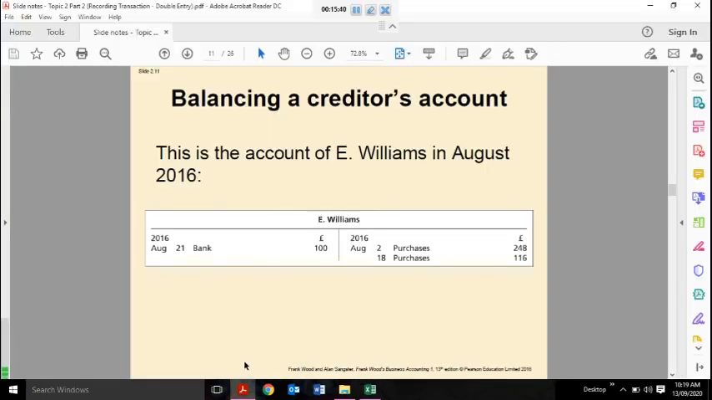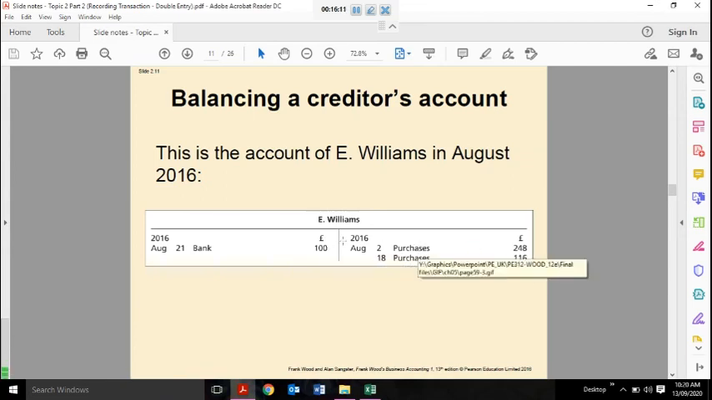But sometimes, when you cross off the balance, you may write on the different side. Okay, now E. Williams, the business bought from E. Williams. We have these two purchases on 2nd August and 18 August amounting to this much, and then on 21st August we paid them by check, amounting to 100 only.